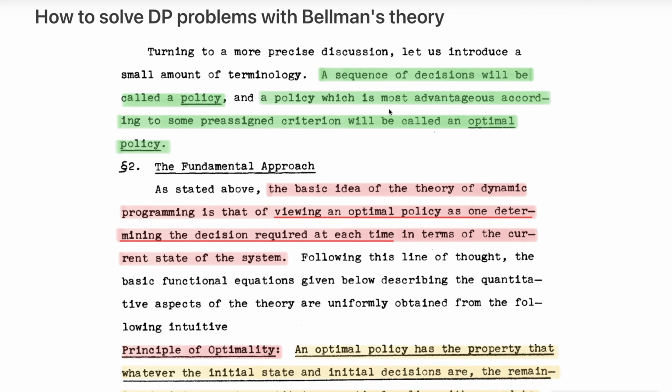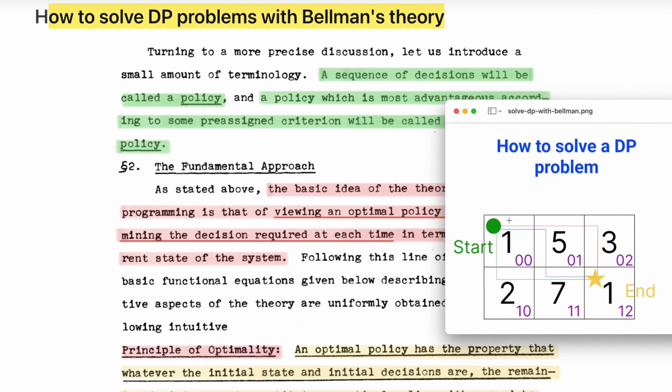Now, a policy that is the most advantageous according to some pre-designed criterion will be called an optimal policy. And this optimal policy is what Bellman is going to try to find with his theory. So back to our example. In this problem, we're trying to collect the most gold, and the blue path is collecting 1, 5, 7, and 1. That's the total of 14 golds. And that's the most gold that we can collect.